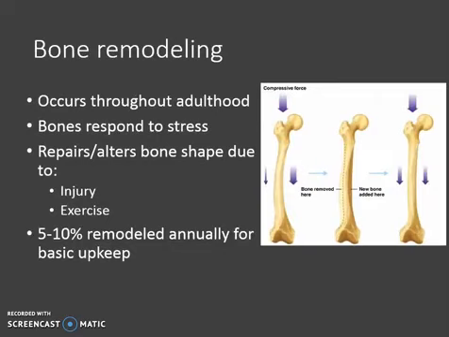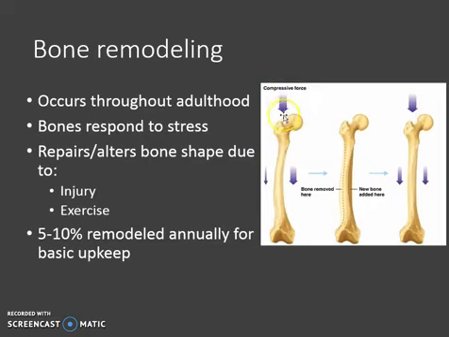Now, in addition to growing taller and growing wider, our bones can also change in their shape based on how we use them. So even throughout adulthood, after you are full grown, your bones are still going to be changing in shape. Your bones respond to stress. So for example, this is a femur bone here, and you can see the stress associated with activities such as walking or jumping or working out in some way.